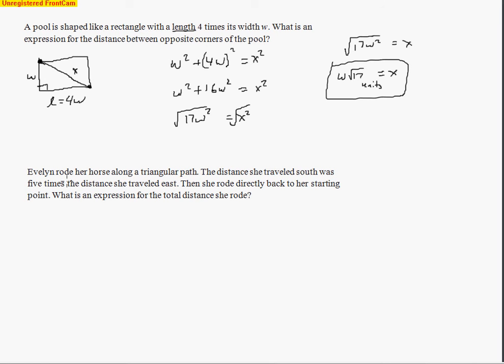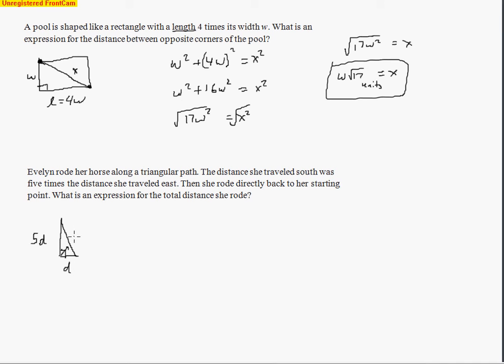It says Evelyn rode her horse along a triangular path. The distance she traveled south was 5 times the distance she traveled east. East would be in this direction. So it went south and then east. We don't know how far east, we'll just say d for distance. Then she rode directly back to the starting point. So she did this. Since she's going south and east, that makes a right triangle.